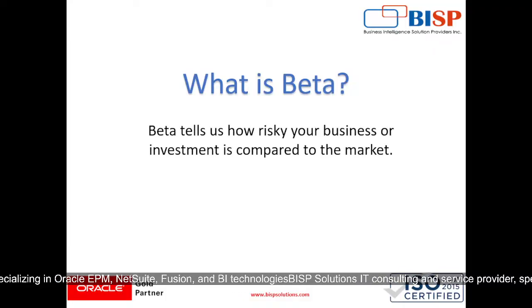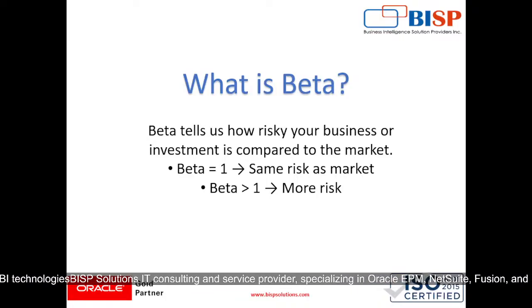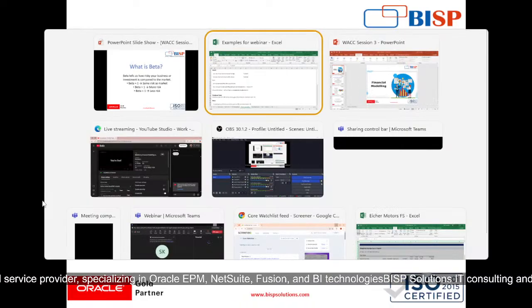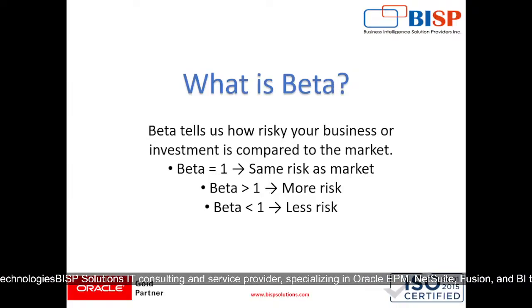Then comes what is beta. Beta tells us how risky our business or investment is compared to the market. So if beta is equal to 1, then same risk as the market. If beta is more than 1, there is more risk, and if beta is less than 1, it's less risky for us. So for an example, if the market goes up by 10% and our business goes up by 15%, my beta will be higher than 1, right? If it only goes up by 5%, my beta is lower than 1, right? So this is what our beta means.